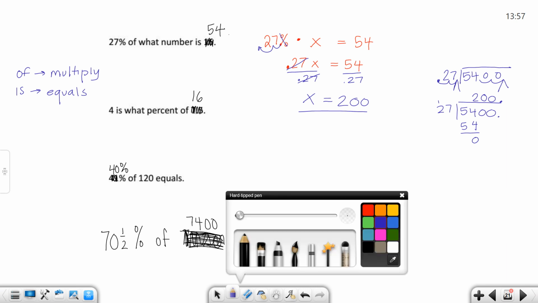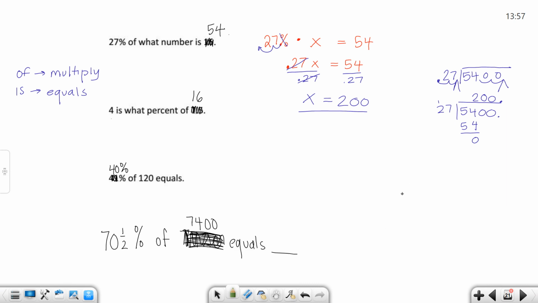Okay, looking at the next one, it says 4 is what percent, I don't know, of means times 16. So writing that a little bit better, 4 equals 16x. Well, when you're solving an equation, you always want to work on the x side. So I'm going to divide by 16 over here and divide by 16 over here. So 1/4 would equal x.